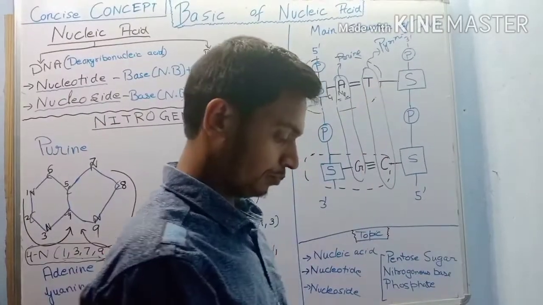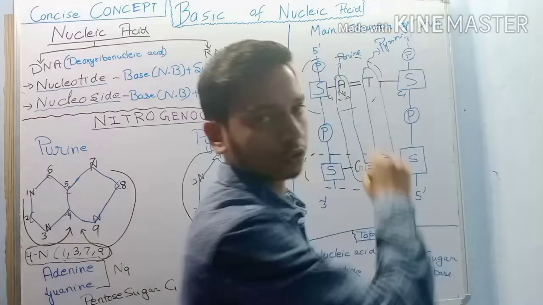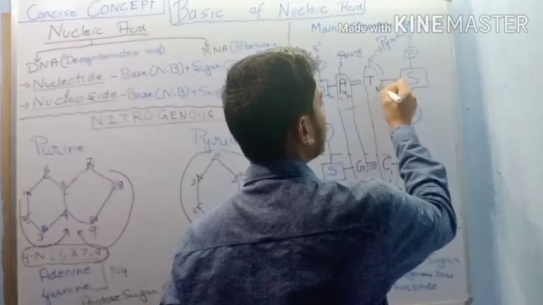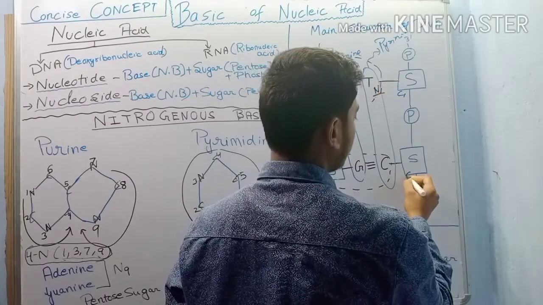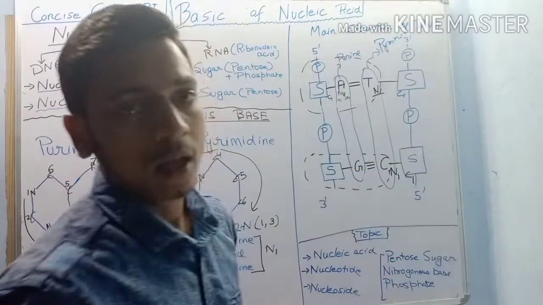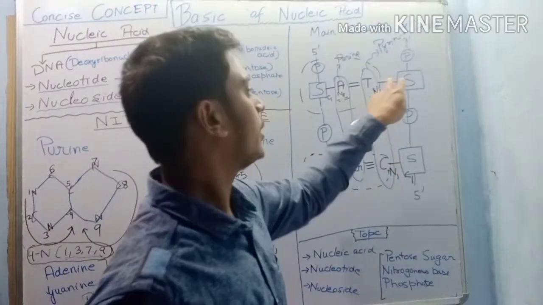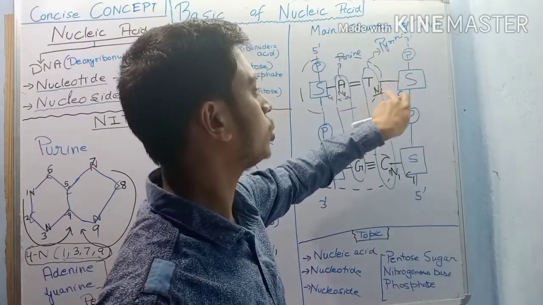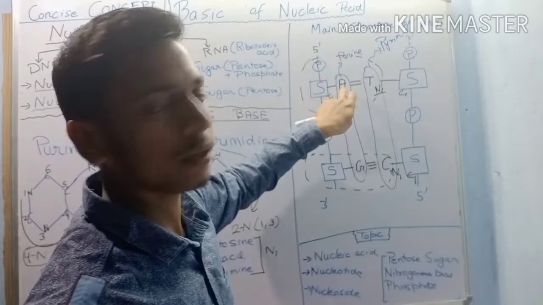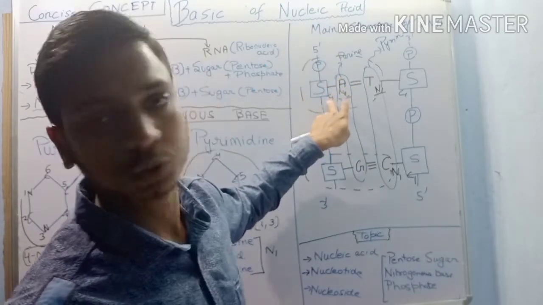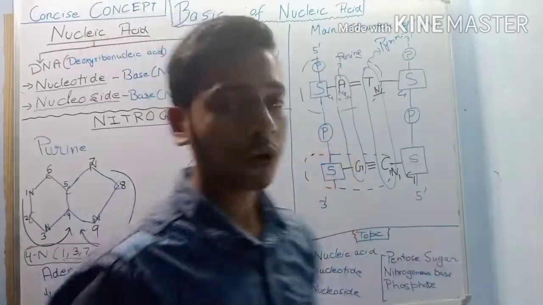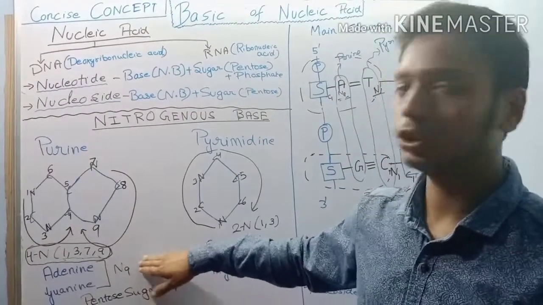And coming to here, the first position of the sugar molecule is attached with the first position of the nitrogen in pyrimidine, that is cytosine. So in pyrimidine, the first position of the nitrogen is attached with the first position of the sugar. In purine, that is adenine and guanine, the first position of the sugar molecule is attached with the 9th position of the nitrogenous base. Here you have to remember the position in which they are attached.